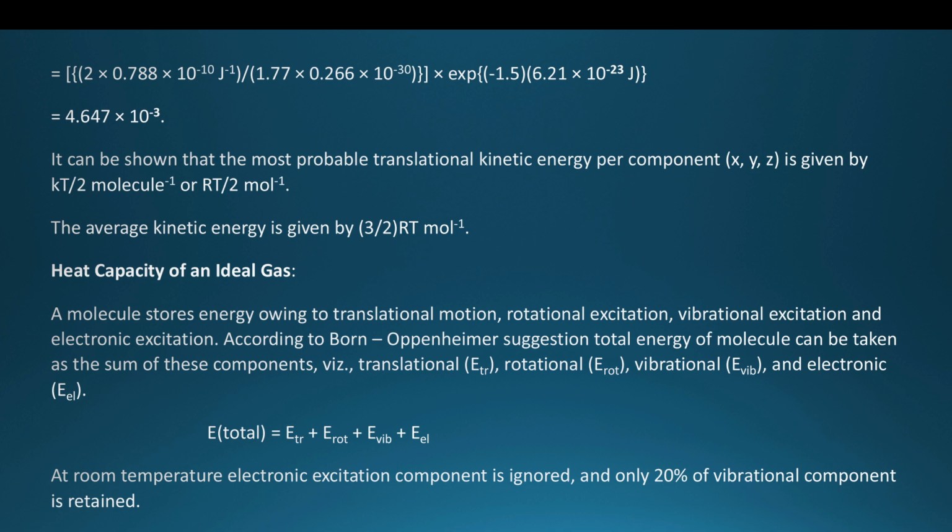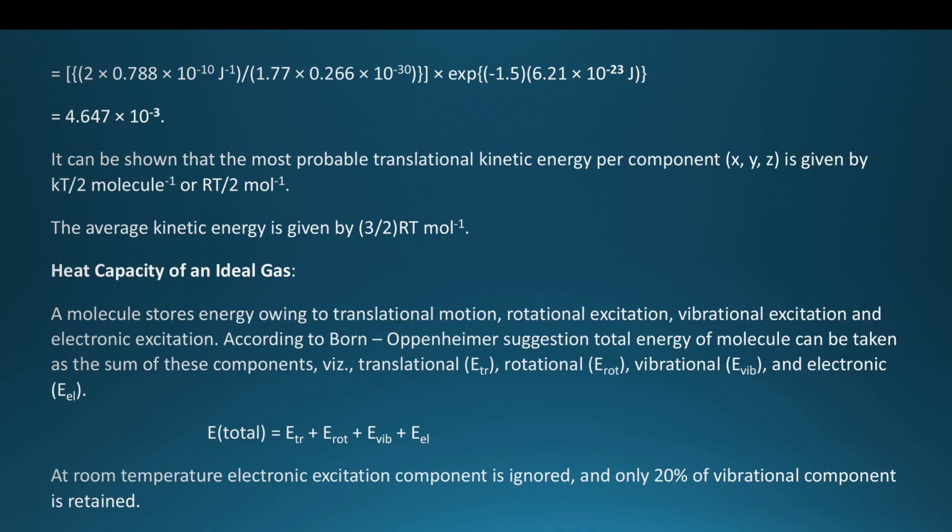It can be shown that the most probable translational kinetic energy per component is given by kT over 2 per molecule, or RT over 2 per mole. Kinetic energy is given by 3/2 RT. Heat capacity of an ideal gas.